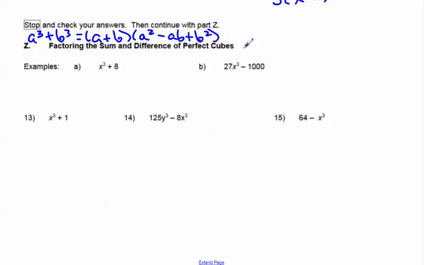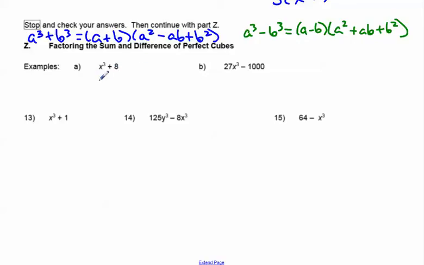And if you have difference of cubes, a cubed minus b cubed is very similar. It starts with, instead of a plus b, a minus b, a squared, and then this is going to be a plus, where it was a minus here, plus ab plus b squared.